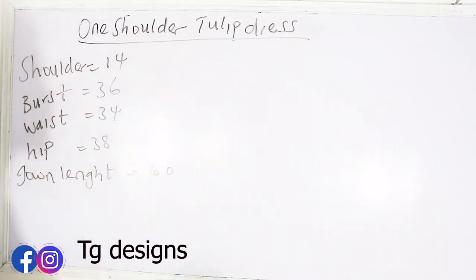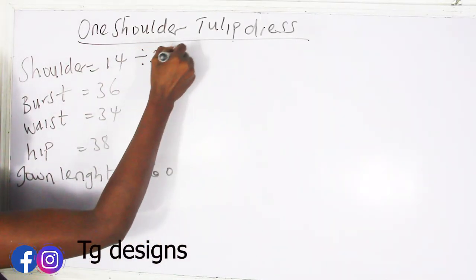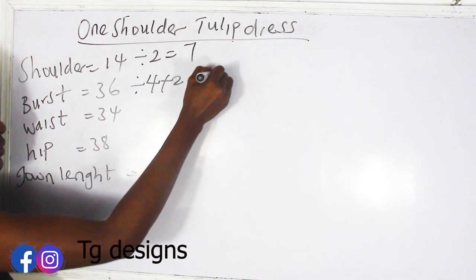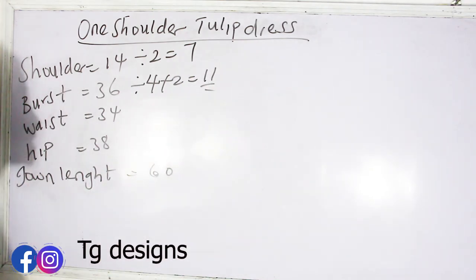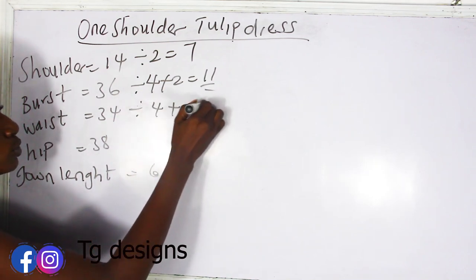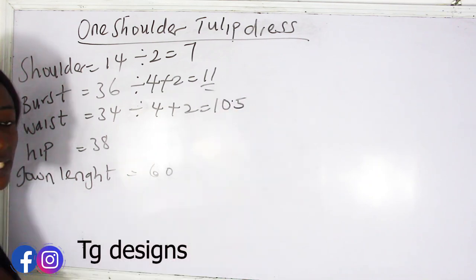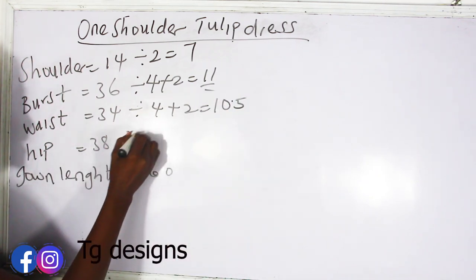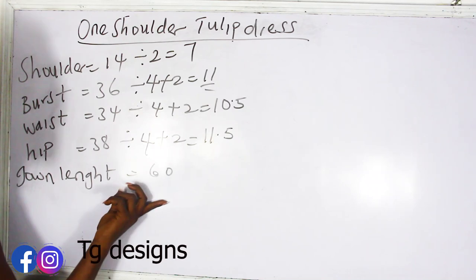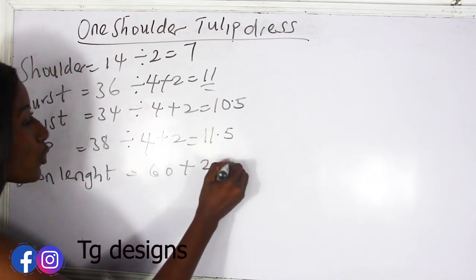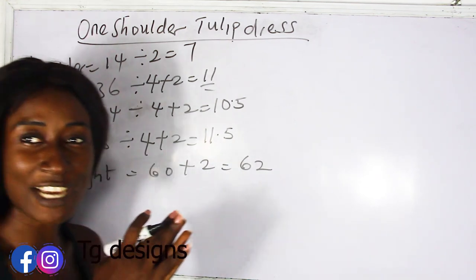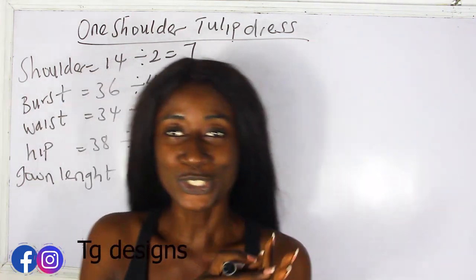Our shoulder measurement is 14 divided by 2, we have 7. Our bust is 36 divided by 4 plus 2, we have 11 inches. Our waist is 34 divided by 4 plus 2, we have 10.5 inches. Our hip is 38 divided by 4 plus 2, we have 11.5 inches. Our gown length is 60 plus 2, we have 62 inches. So basically, these are the basic measurements required in order for you to achieve your one shoulder tulip dress.